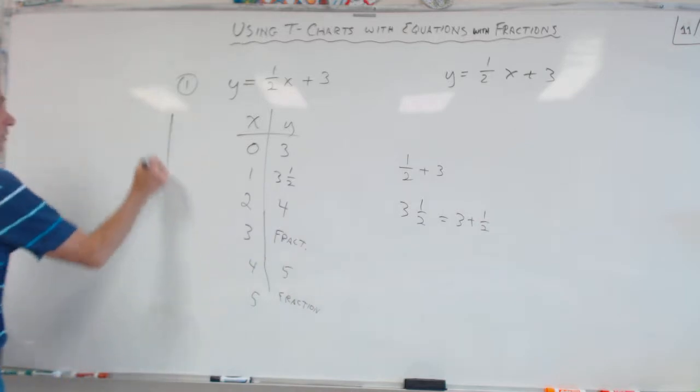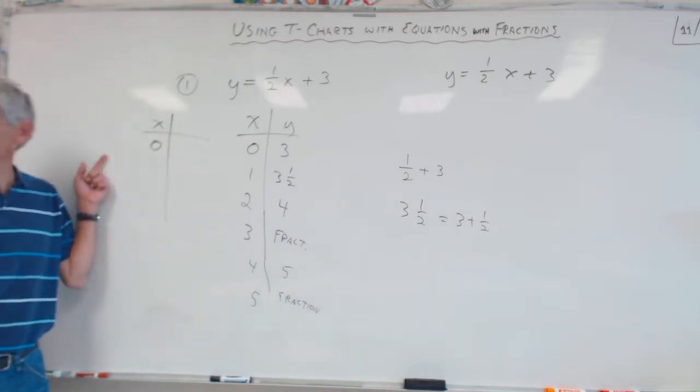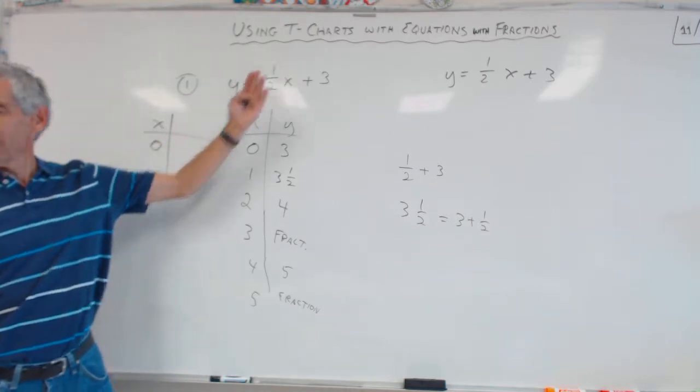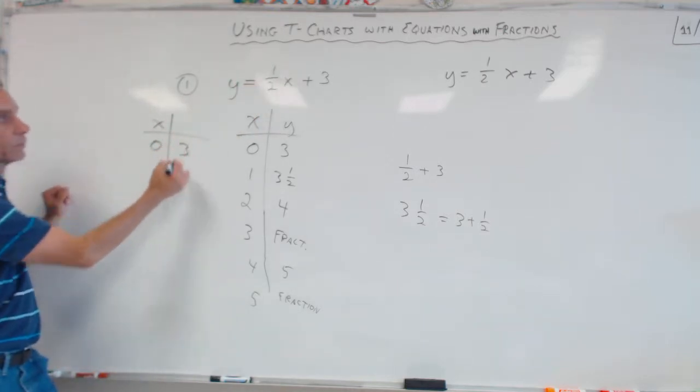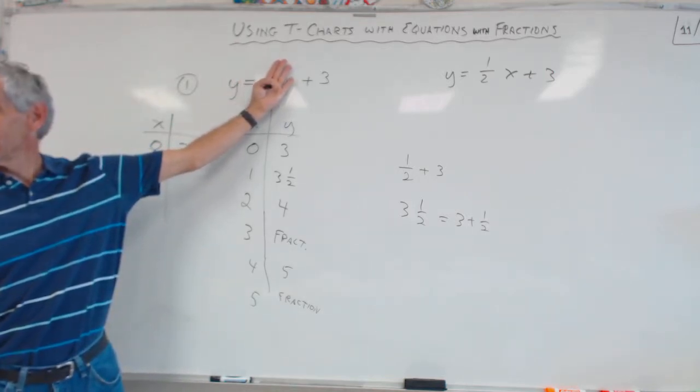So notice, if the denominator is a 2, I would choose this. My x's would be, I always choose 0. I always choose 0. Why? Because it's so easy. When x is 0, y is 3, right? It's easy.